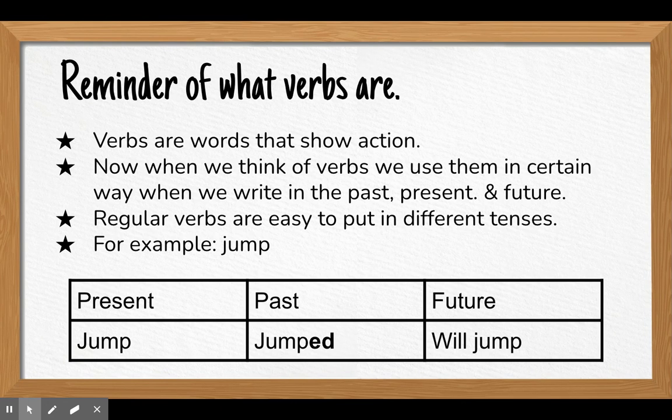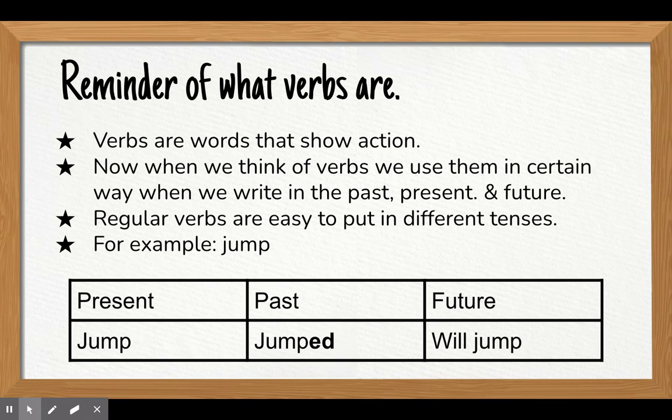So, remember, verbs are words that show action. Now, when we think of verbs, we use them in certain ways when we write in the past, present, and future. Regular verbs are easy to put in different tenses. So, for example, the verb jump. When we use it in the present tense, we use jump. When we do it in the past, we can add ed to make it past, and it is considered jumped. Future, we think about will jump.